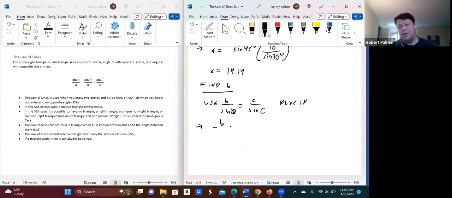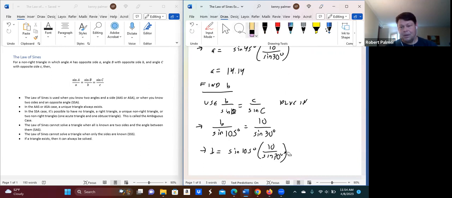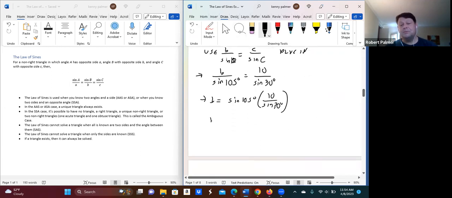So we have B over the sine of angle B, whose angle B is 105 degrees, equal to C, which is 10, over the sine of C, which is 30 degrees. Just like before, B is equal to the sine of 105 times this fraction, 10 over the sine of 30. We'll just plug that into Desmos or into your calculator. You can just do it this way, and your calculator will keep all your significant figures.